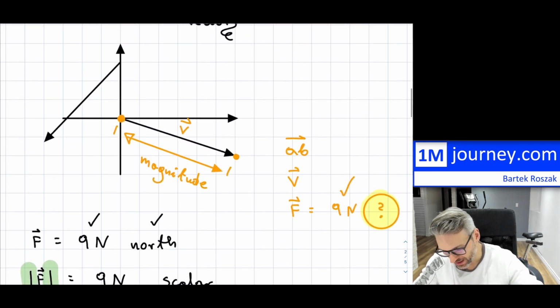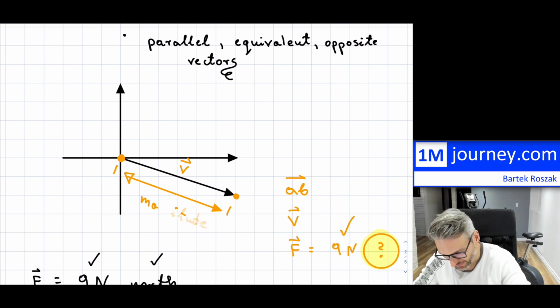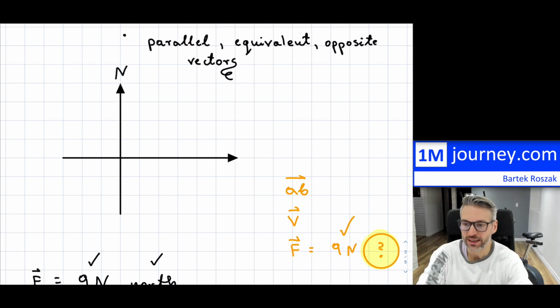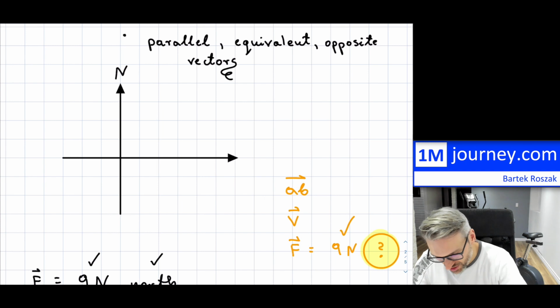So let me clean this up for just a moment. And so I'm going to clean all of this up. And this is my north right here. All right, so now that this is a little bit cleaned up, let us talk about the true bearing.